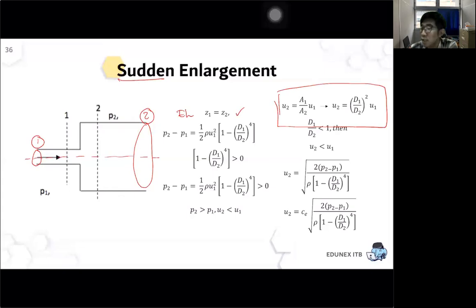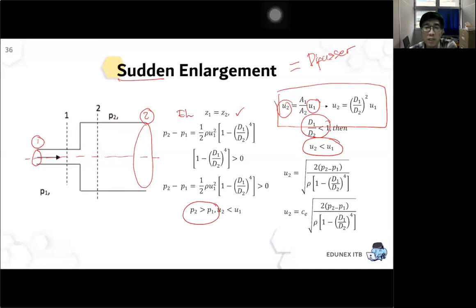You can correlate the velocity at the outlet as a function of the velocity at the inlet by comparing the area or the diameters. And since at the sudden enlargement the inlet diameter compared to the outlet is lower, you will have lower velocity at the outlet. Because you have a higher diameter at the outlet, the velocity becomes lower, and the pressure becomes higher. For sudden enlargement, the equation will be exactly the same as the diffuser.